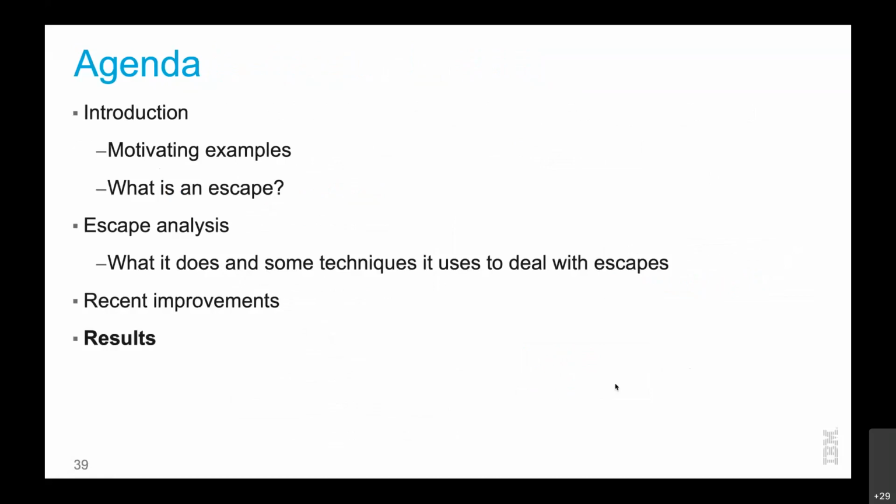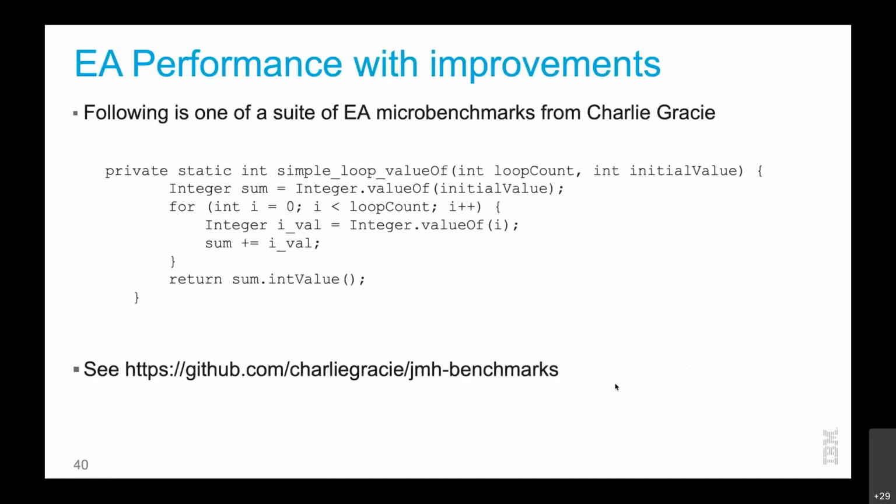You'll have to take these with a grain of salt, because they were just pulled together quickly. But these results are based on a suite of EA micro benchmarks that Charlie Gracie had produced, and you can find them in GitHub at the link that appears below. This is an example of one of the sorts of things that these micro benchmarks are doing.